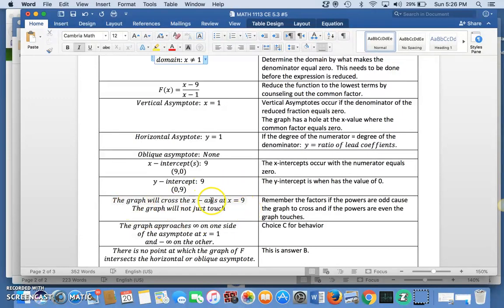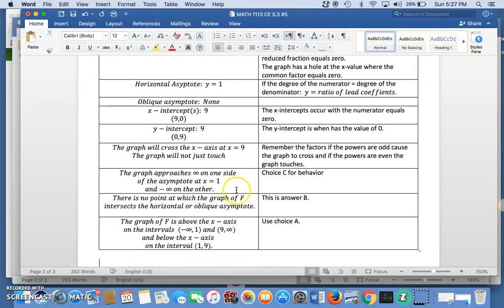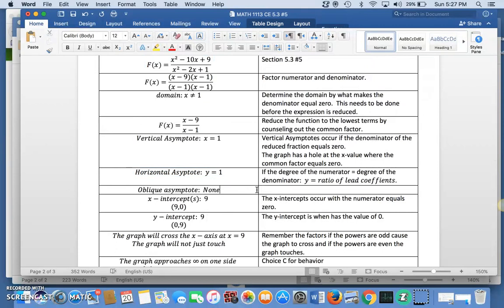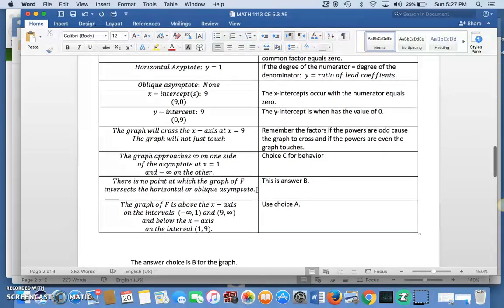The graph will cross the x-axis at x equals 9, and the graph will, the factors are the powers that cause it to cross and so forth. The graph will not just touch at 9, it actually crosses there. The graph approaches infinity on one side of that asymptote, and it approaches negative infinity on the other side of the asymptote. We'll notice a little bit more about that when we look at the graph at the bottom. There is no point at which the graph of f intersects the horizontal and oblique asymptote.